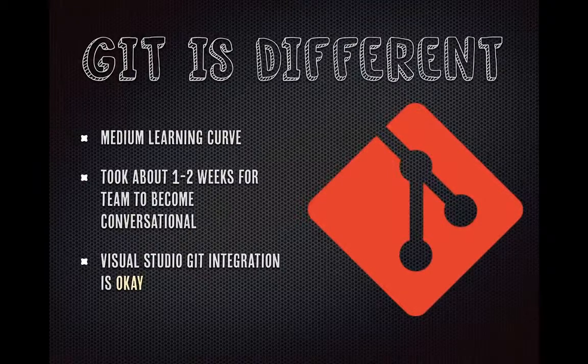It took about 1 to 2 weeks for our team to be conversational, and by conversational I mean we'd be having a huddle or a stand-up and using Git terms, and we were all on the same page and knew, oh yeah, I need to pull the latest, or I need to commit on my local branch. All those things didn't quite make sense except for a few of us on the team until a couple weeks had passed. And I also add that Visual Studio Git integration is just okay.